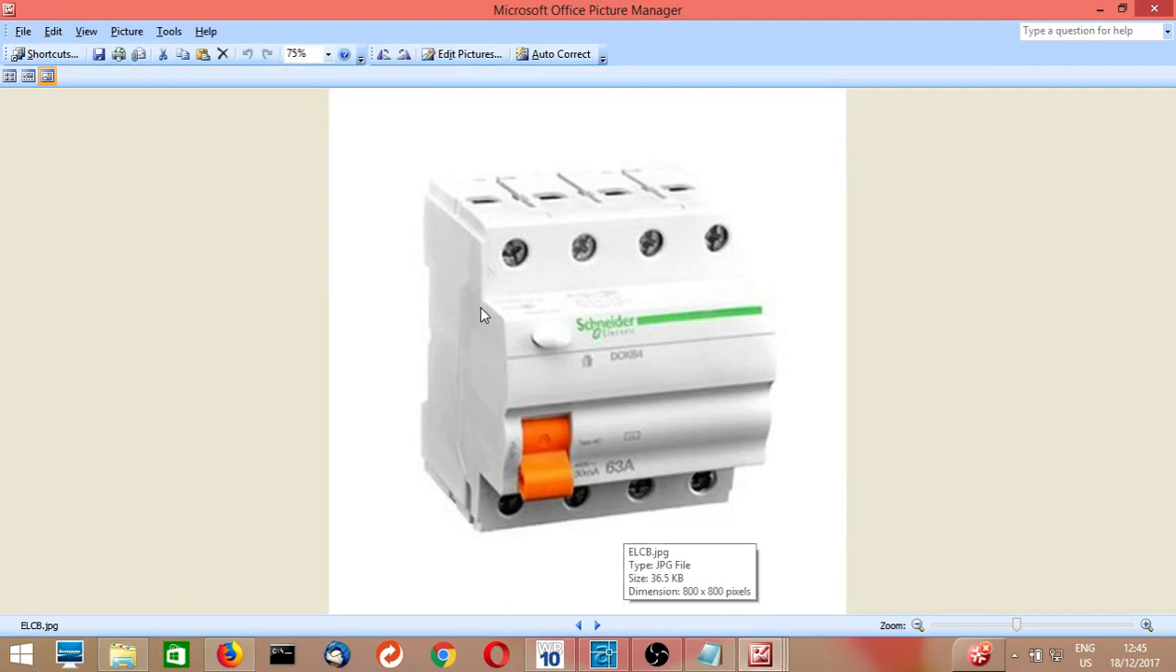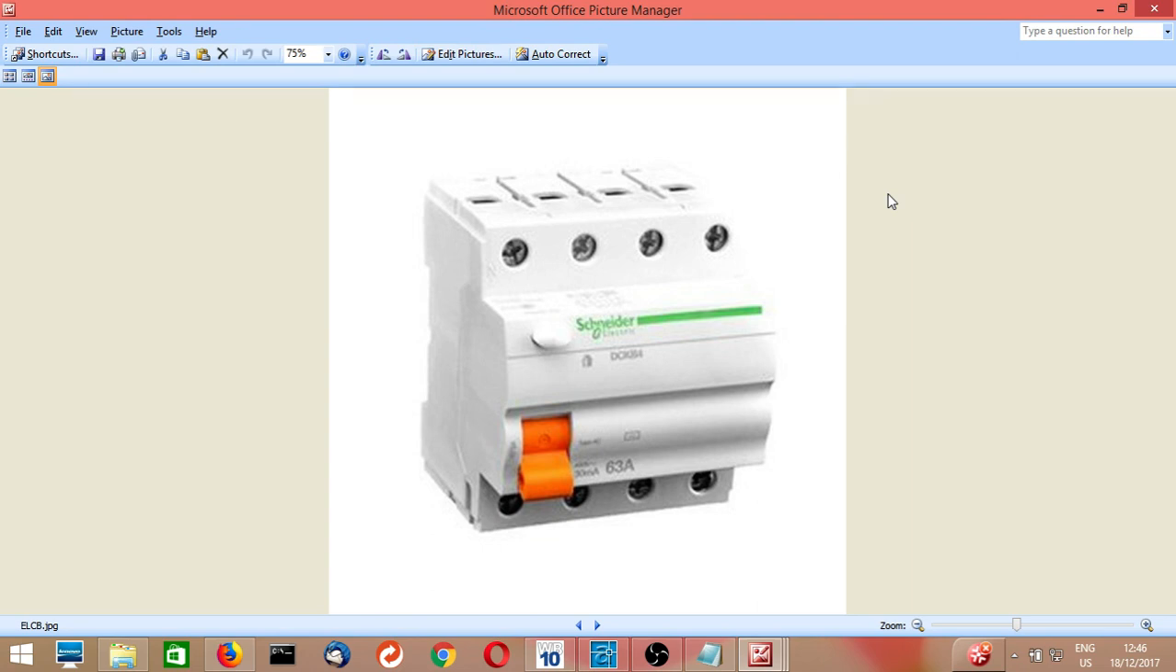This is for earth leakage protection. This is one picture of the ELCB. This is called a 4-pole ELCB. Neutral is also going through the ELCB. So neutral plus 3 phase, a total of 4-pole ELCB we are using.